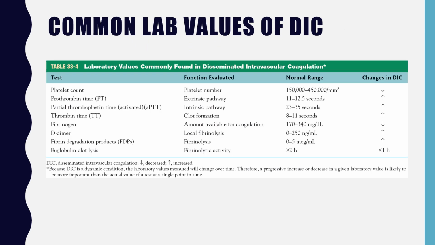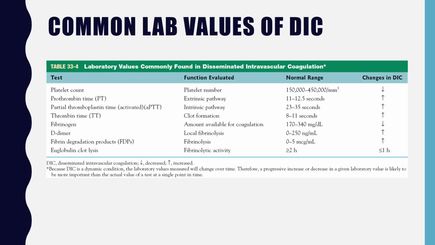So here's a box that kind of shows us the common lab values associated with DIC. Platelet counts, of course, are going to be low in the latter stages of DIC. As those microthrombi are forming, we're using up platelets and clotting factors. As that progresses, we're going to see platelet counts go down. That platelet counts going down is what ultimately is going to lead the patient to bleeding.